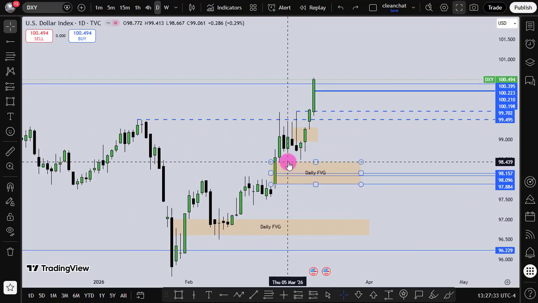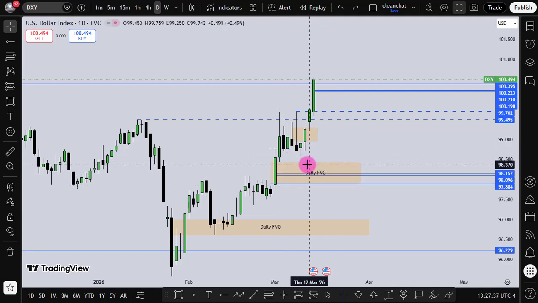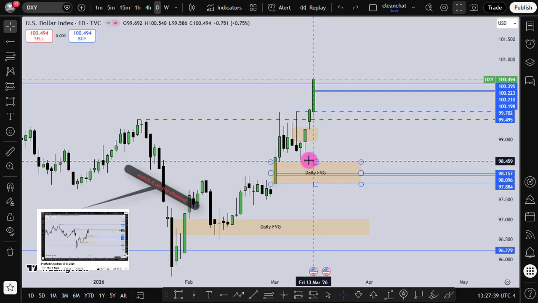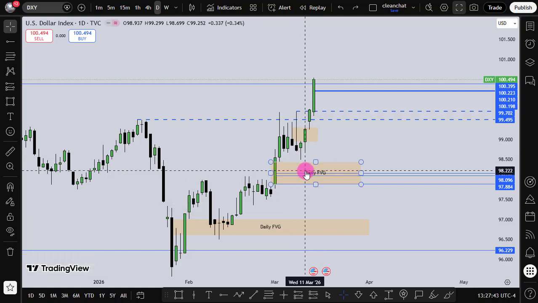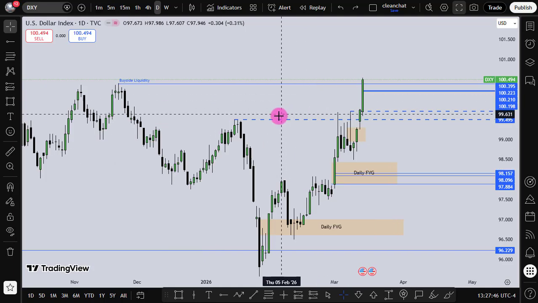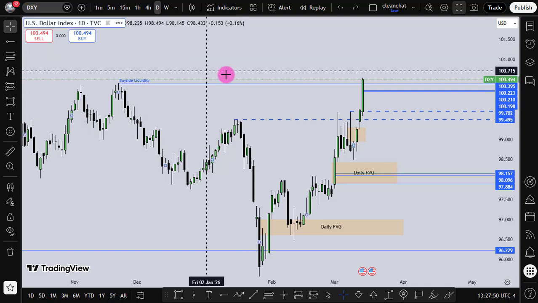Looking at our chart, we had this daily fair value gap that we're anticipating price to go to. As I've said in the previous video, price should trace back into this daily fair value gap, but price didn't get to it, and then we have this move up to clear up the buy side liquidity, and then this buy side liquidity here.